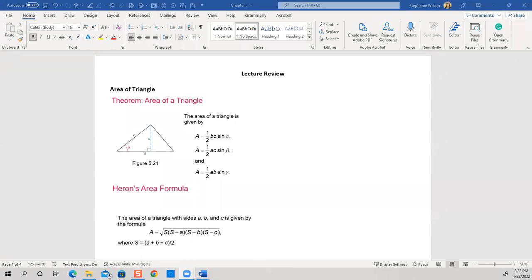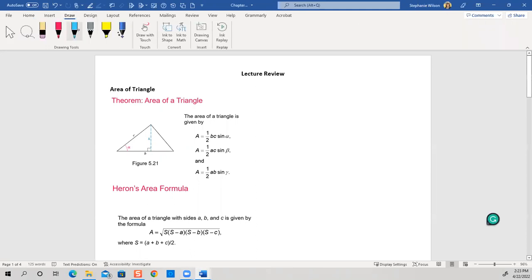Area of a triangle. As you see here, we have a theorem for an area of a triangle. And we have these formulas here. I would encourage you to have this out to the side when you work on this section. The area of a triangle is given by the area is equal to half of b times c sine alpha.